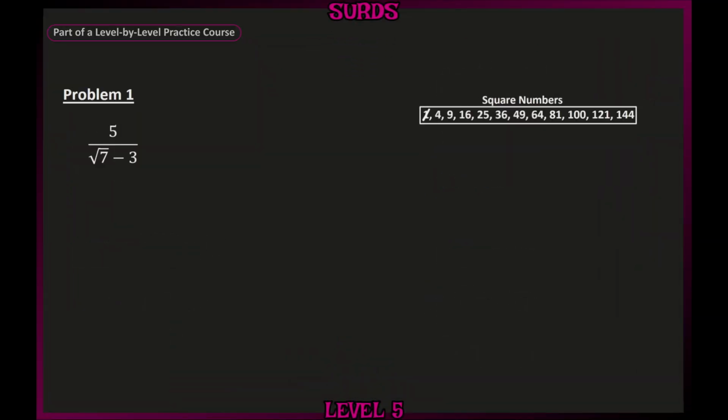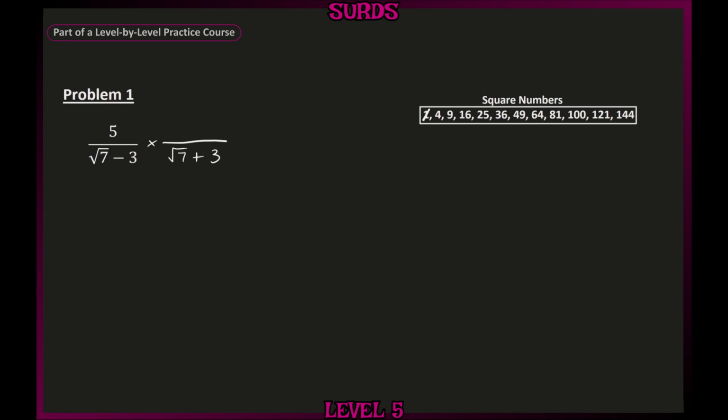In problem 1, we're rationalising and simplifying 5 over the square root of 7 minus 3. Now here the denominator has two terms in it, and when we rationalise a denominator that has two terms, we need to multiply by the conjugate of that denominator. All this means is that we take the original denominator, root 7 minus 3, and just change the sign to make it root 7 plus 3.